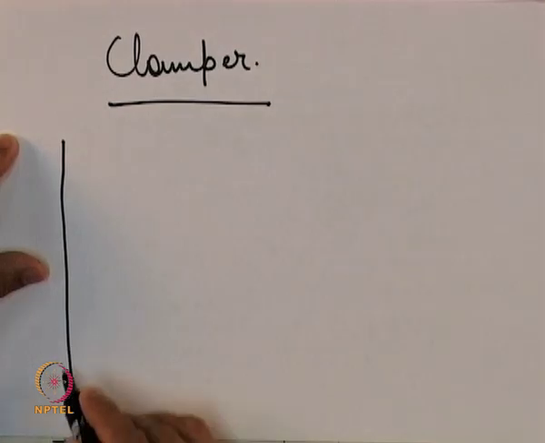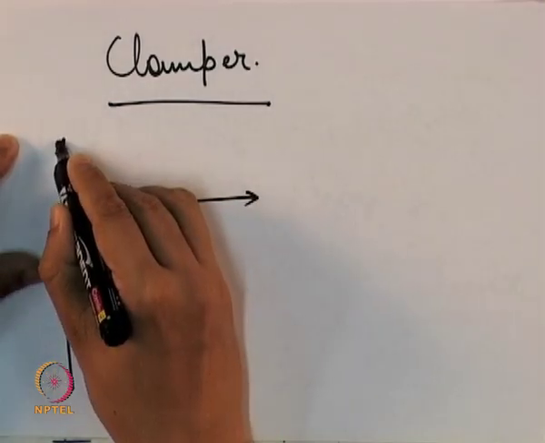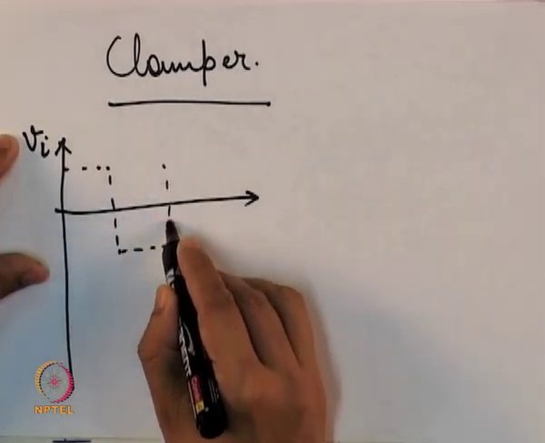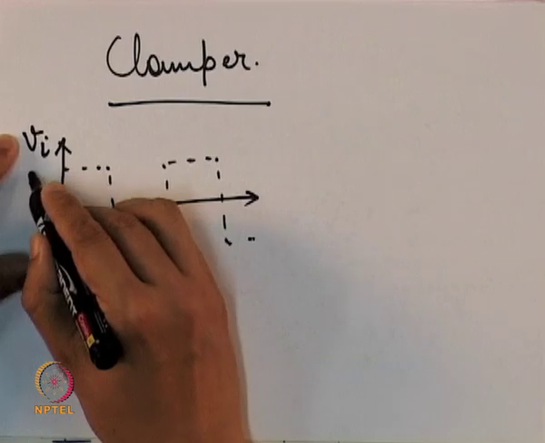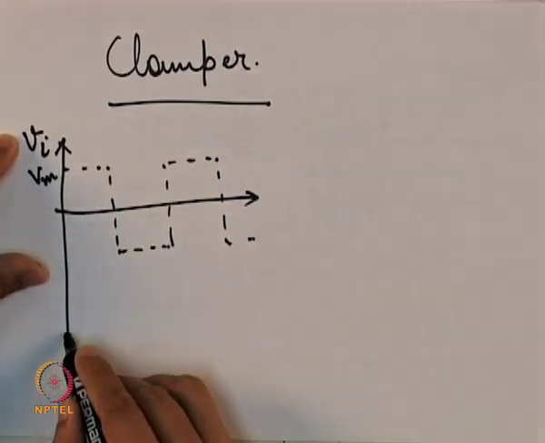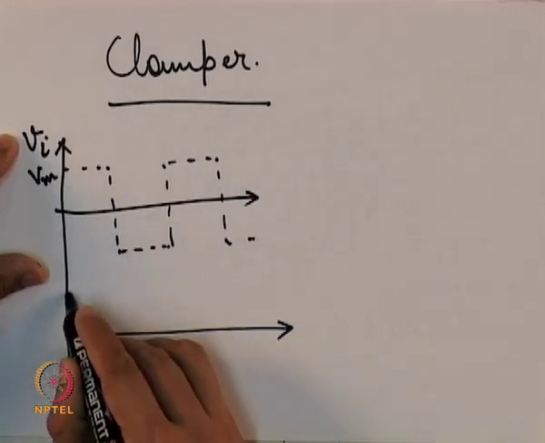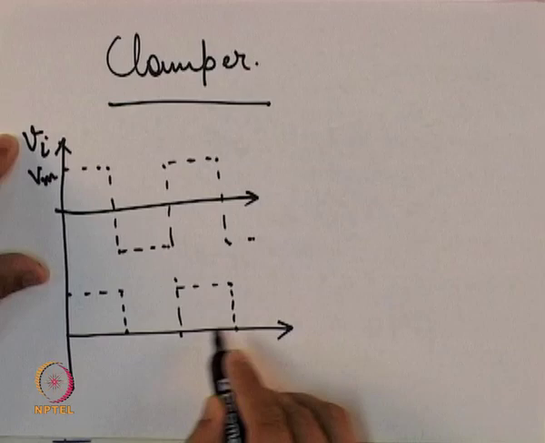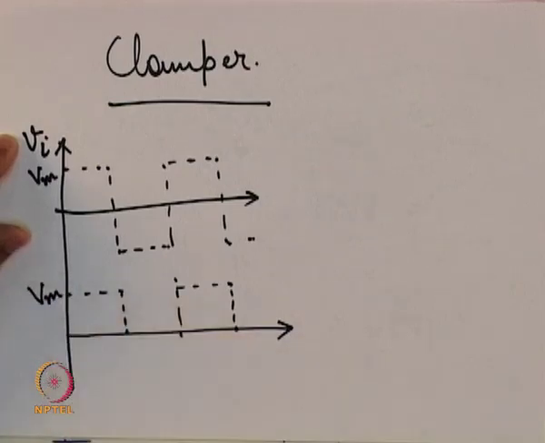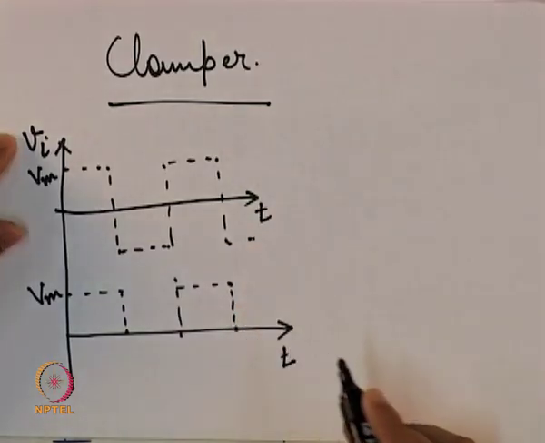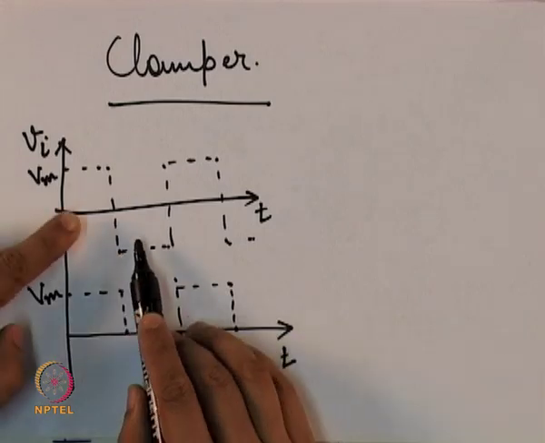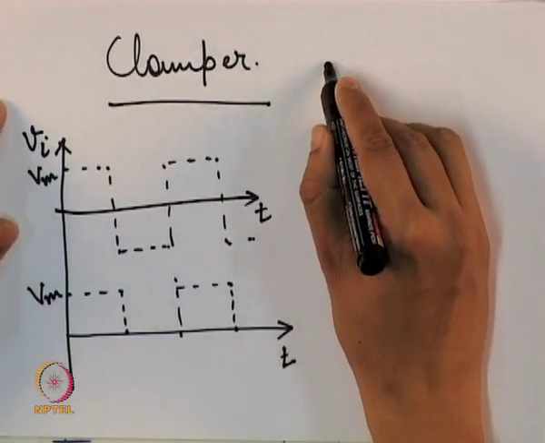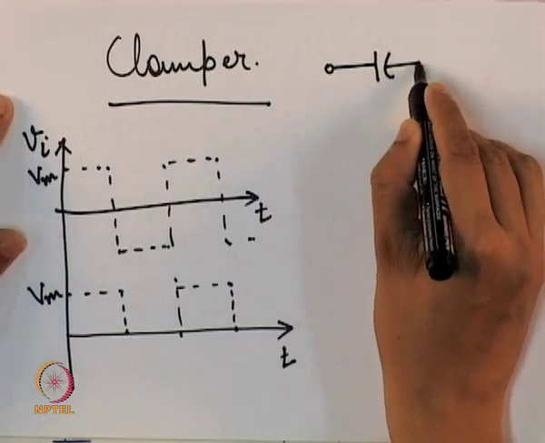So, clamper is a circuit which, when an input voltage Vi of this form is given to it, will produce an output like this. Okay. So, basically what it does is remove the negative part of the input. So, the circuit to achieve this operation is given like this.